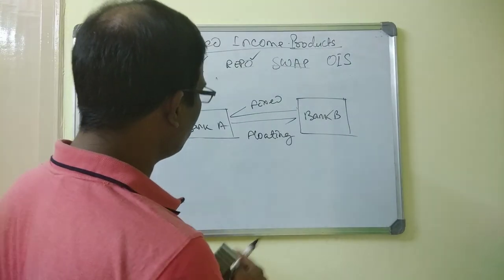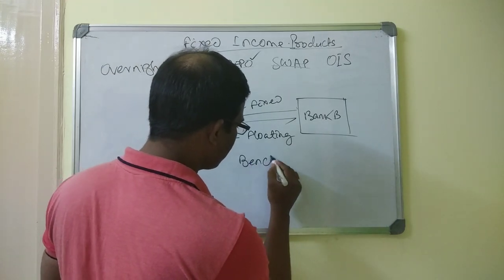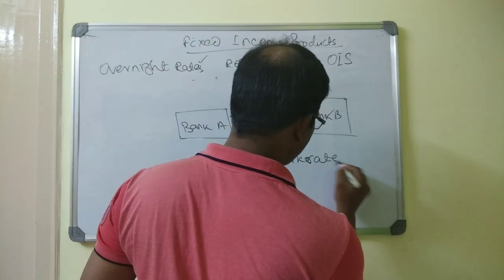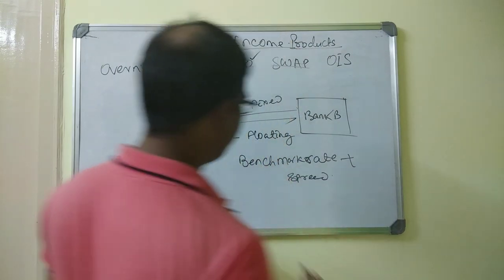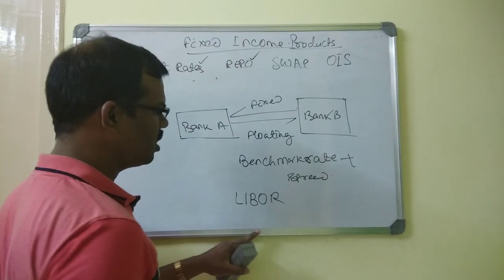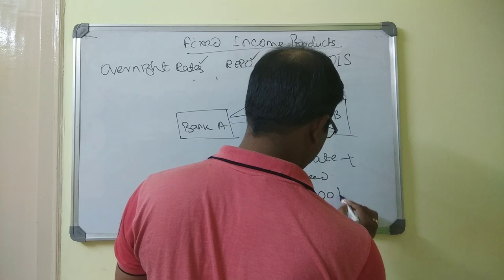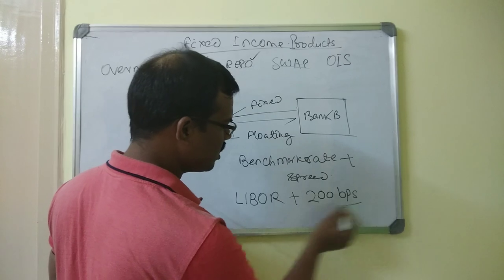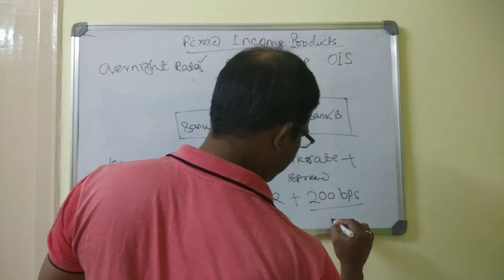Normally this floating is always benchmarked against a certain benchmark rate, benchmark rate plus some spread. The very popular benchmark is the London Interbank Offered Rate, that we discussed last time, and the spread normally is 200 BPS or 300 BPS. What is this BPS? It is 100 BPS. BPS stands for basis points.